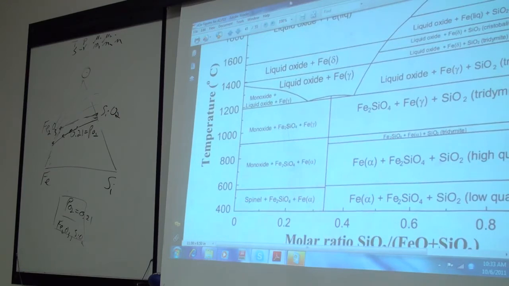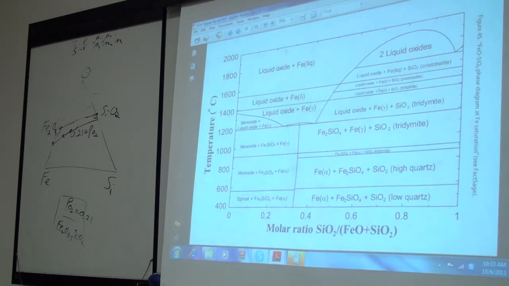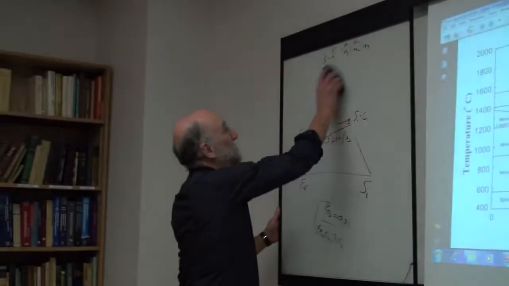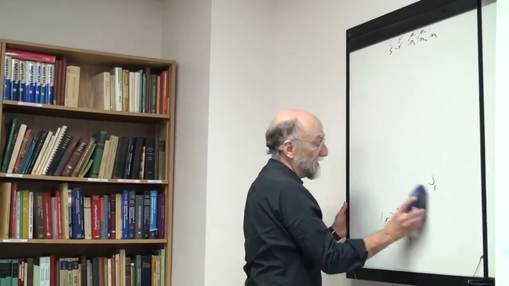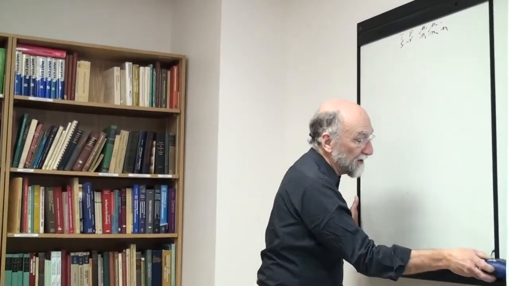Then we have figure 45. All right, and this diagram is presented as, also generally written as, the FeO Silica diagram in equilibrium with iron. So this is FeO Silica, this is the way it's usually written, the FeO Silica diagram, saturated in iron.